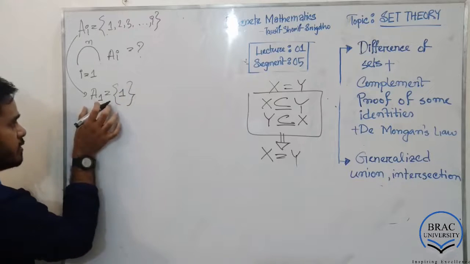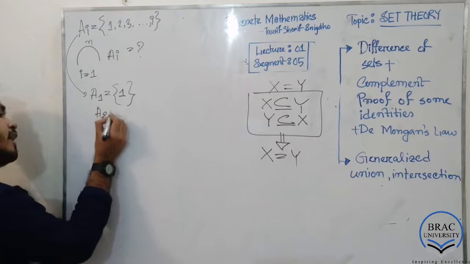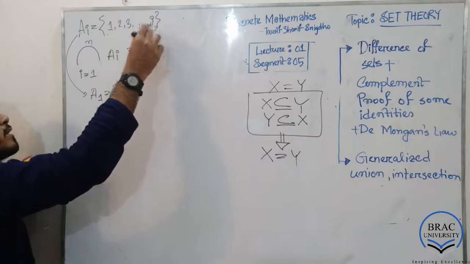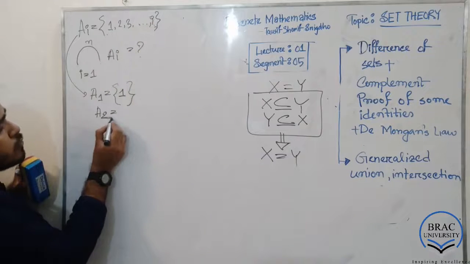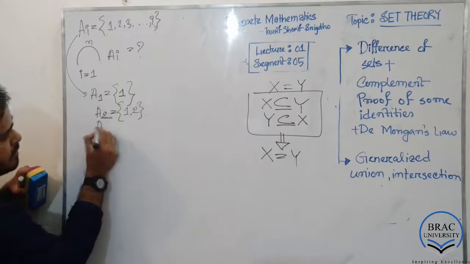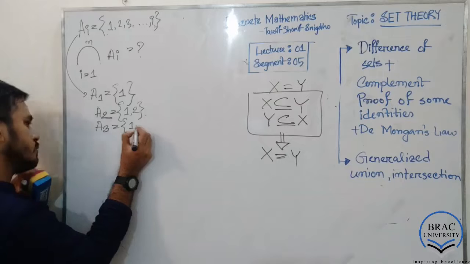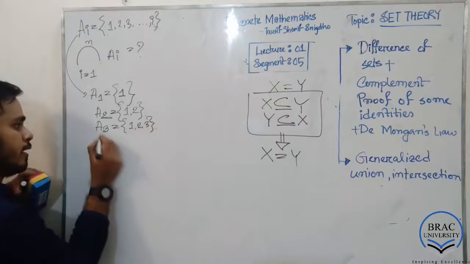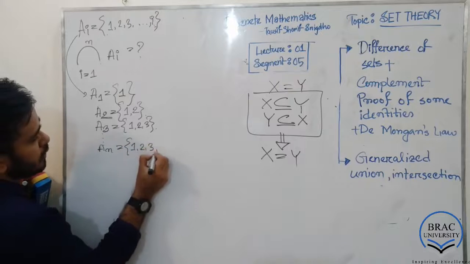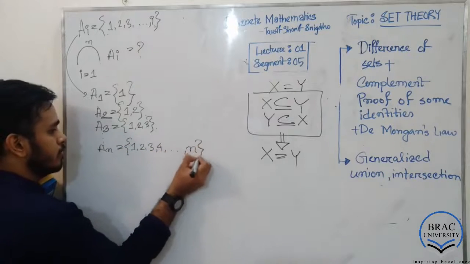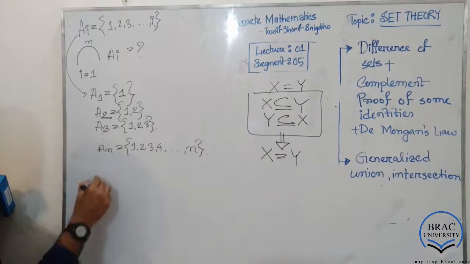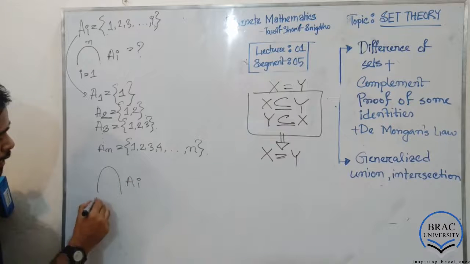So it will be a set with a single element. For A2, it will start from 1 and finish just at i, right? And since i equals 2, A2 equals {1, 2}. Similarly, A3 equals {1, 2, 3}. And so on. An equals {1, 2, 3, 4 up to n}, right? So we are supposed to determine the intersection of Ai.